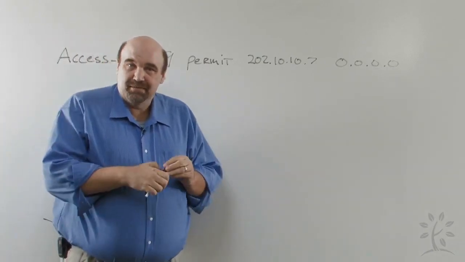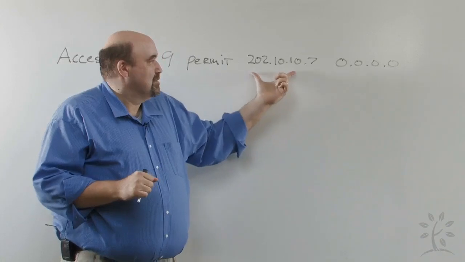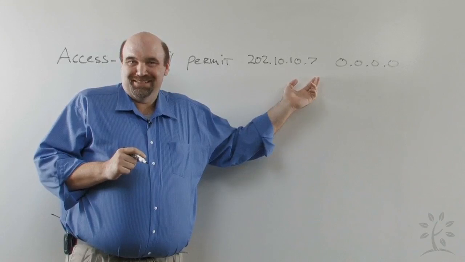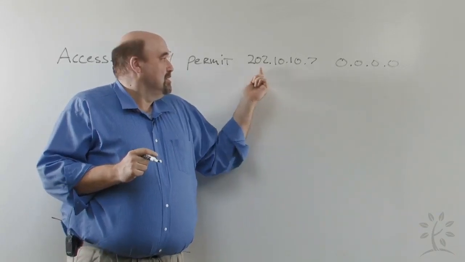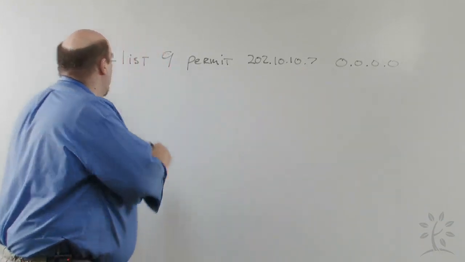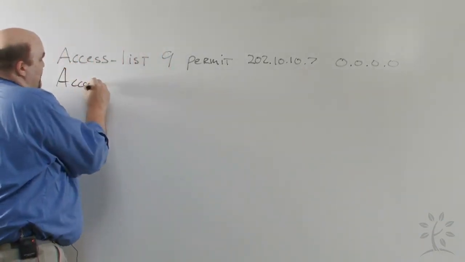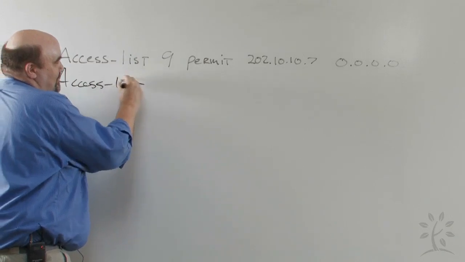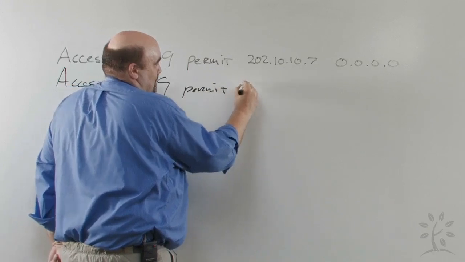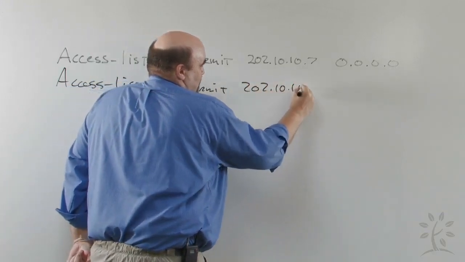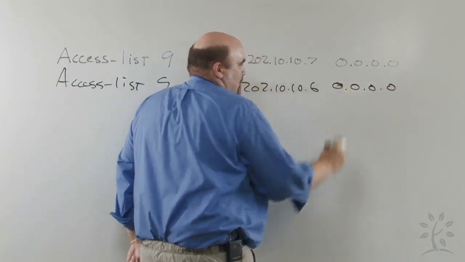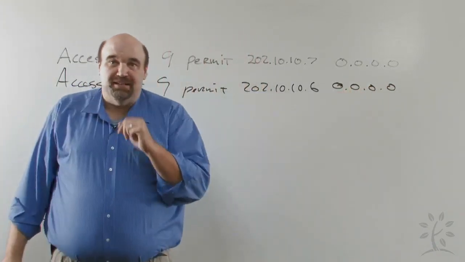So if I were to add another access list number, so let's say I want to block 202.10.10.6 in addition, or I should say permit, instead of just permitting .7, I can do this. So I'll write the command again. And this time, I'll use the same wildcard mask. I have 2 line entries.